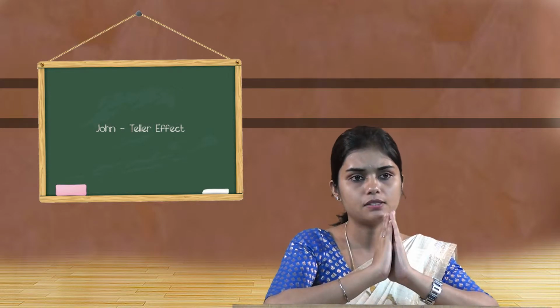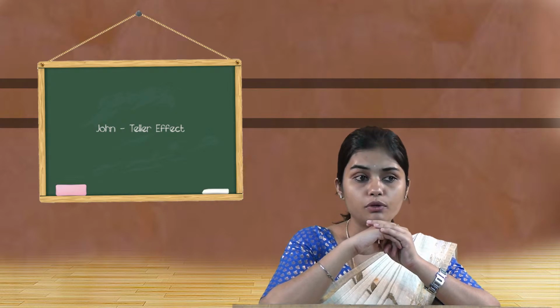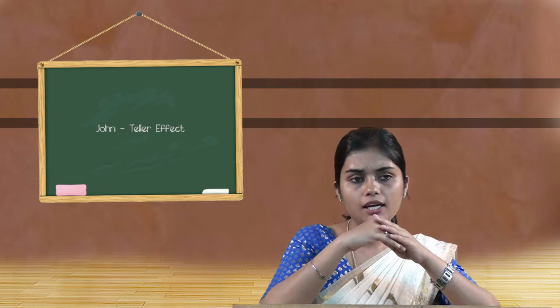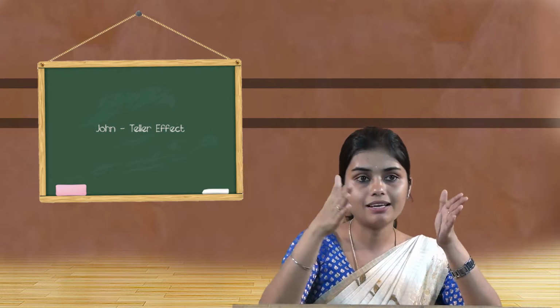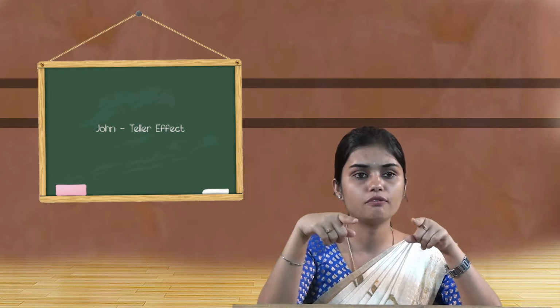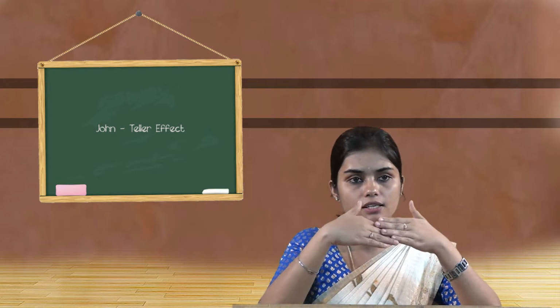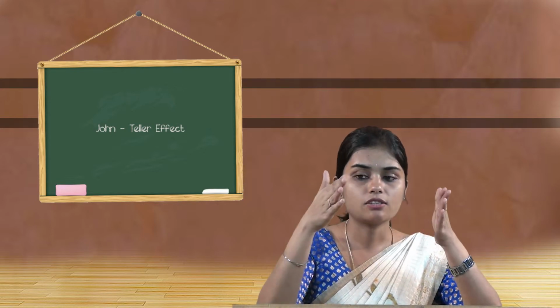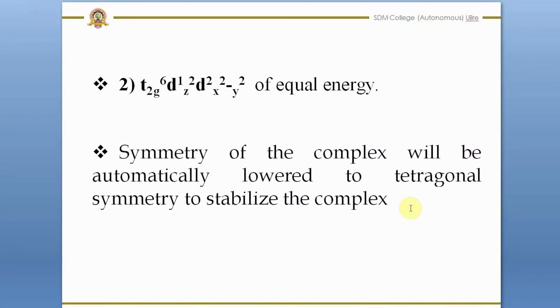Now what happens when a condition applies like this? According to CFT, the metal-ligand bonding, or interaction between metal and ligand, is purely in terms of electrostatic interaction. That means there is an attraction between positive and negative poles.